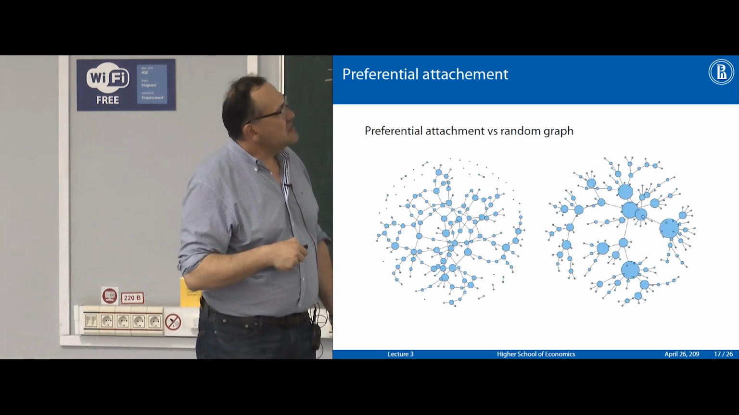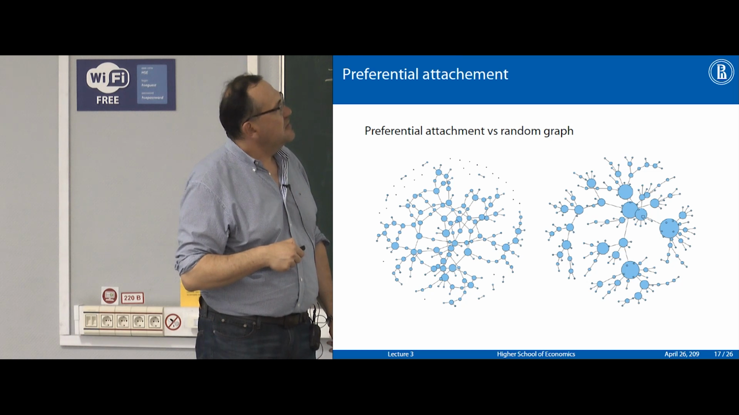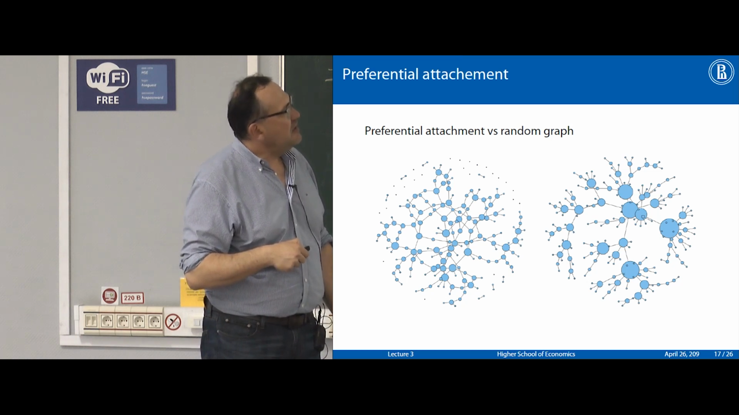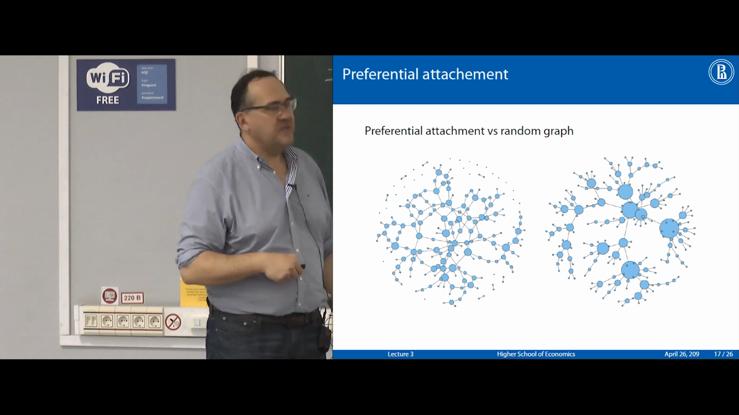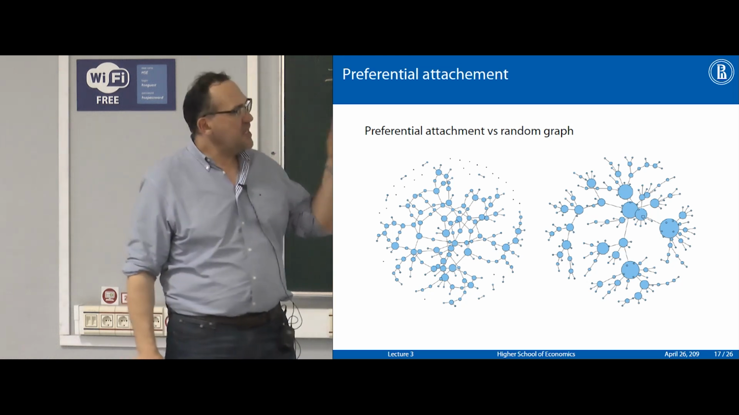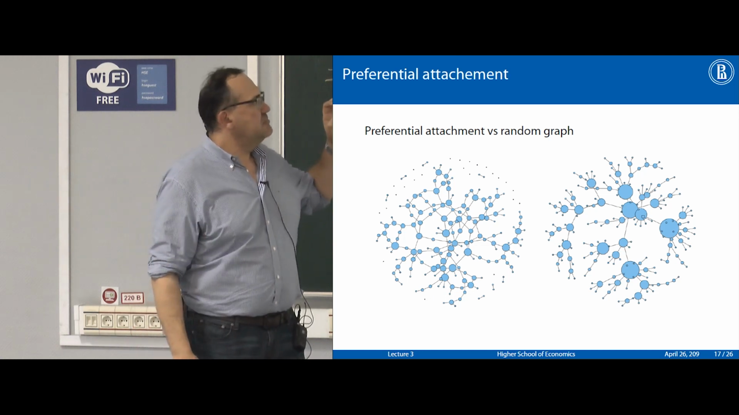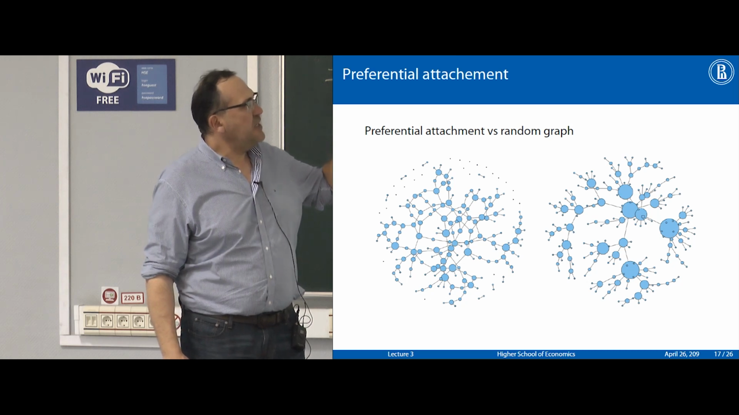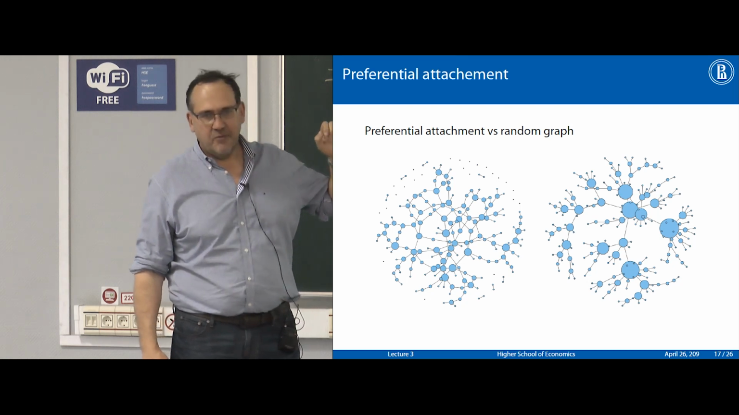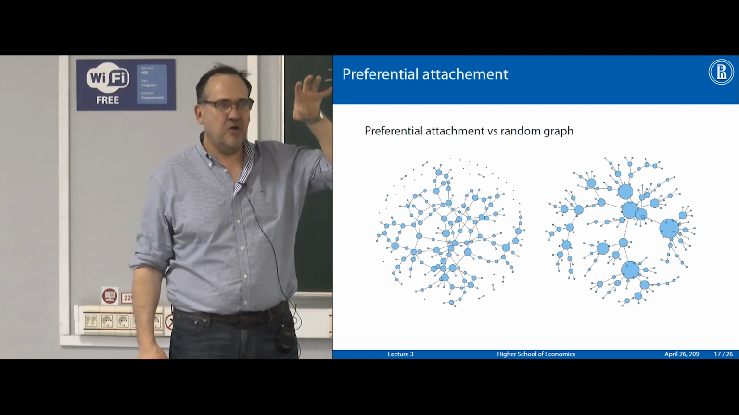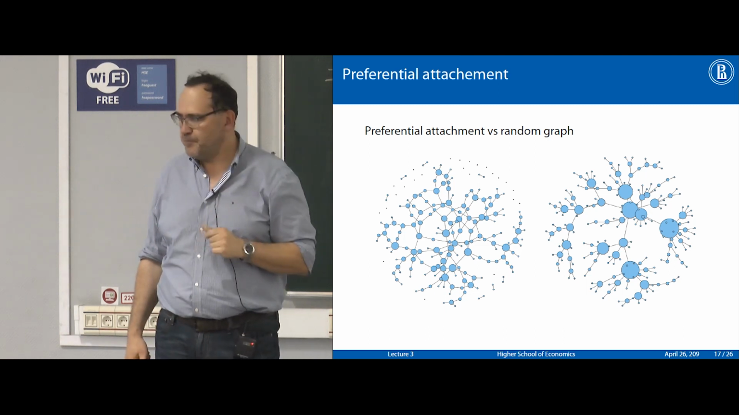This is a comparison. Where do you think we have a preferential attachment, and where do we have a random graph? These are two different graphs, with the same number of nodes and approximately the same number of edges on average. Which one is the random graph? Which one is the preferential attachment graph? The size of the node is proportional to the node degree.